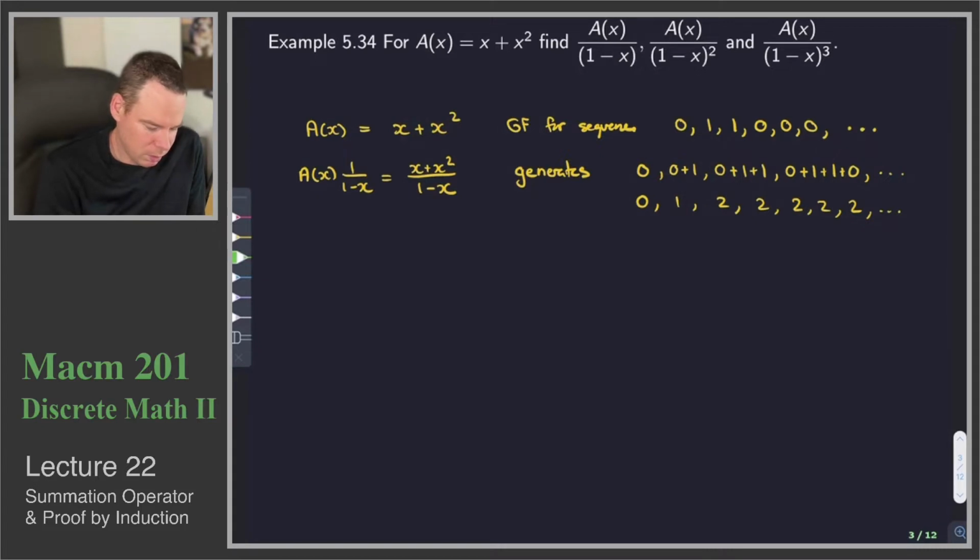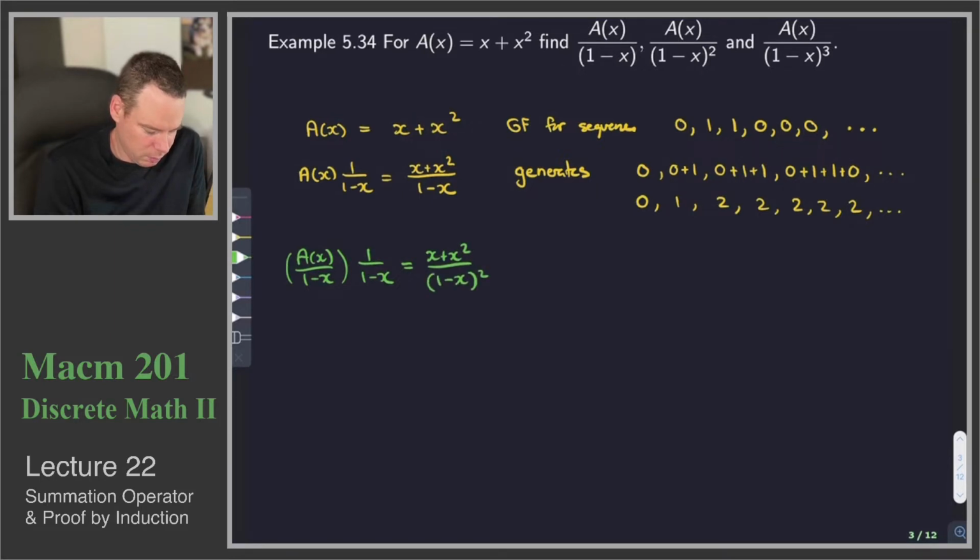Then we can do it again. So the next question says, okay, let's find a of x over 1 minus x all squared. Well, what is that? That is a of x over 1 minus x times 1 over 1 minus x times the summation operator. So we are applying the summation operator to the previous generating function.